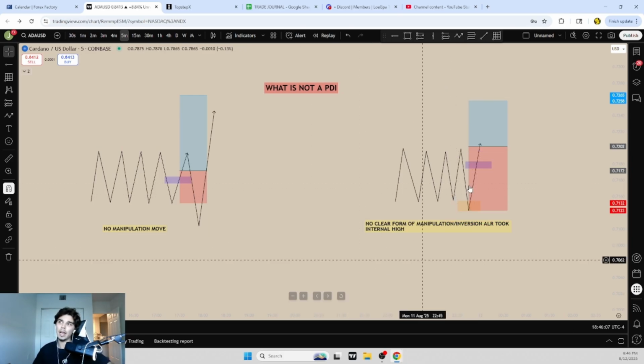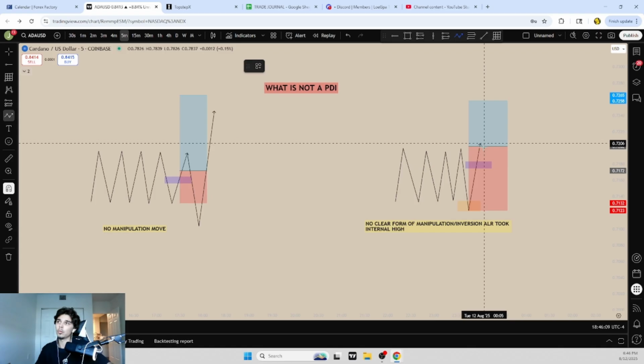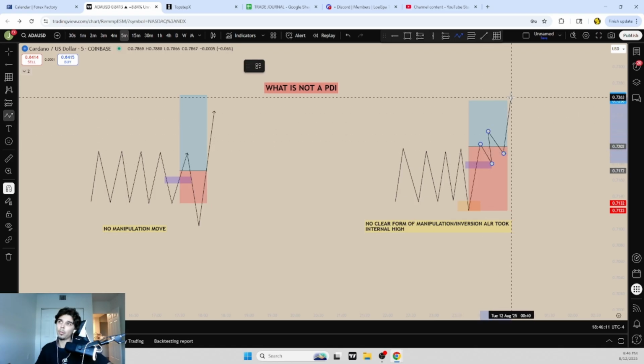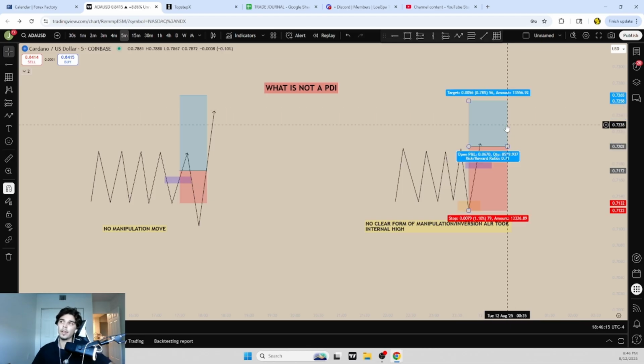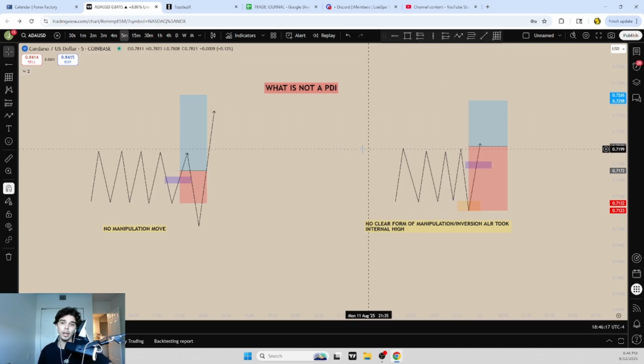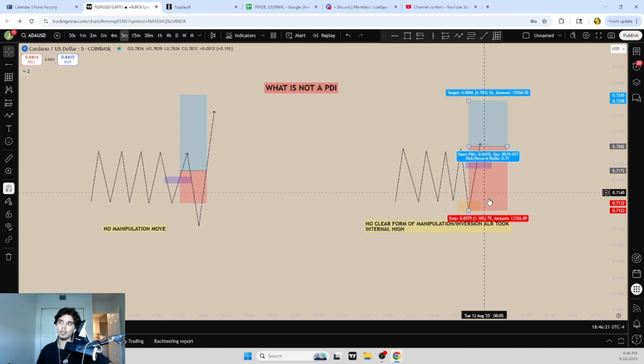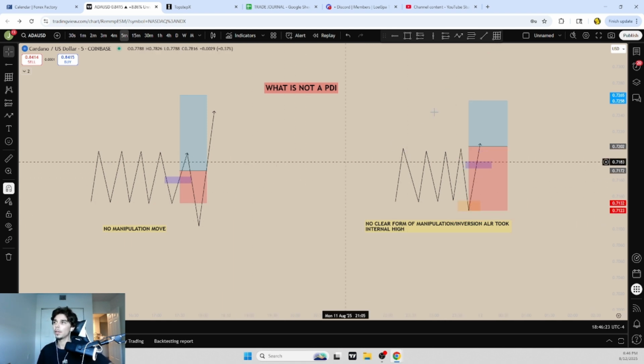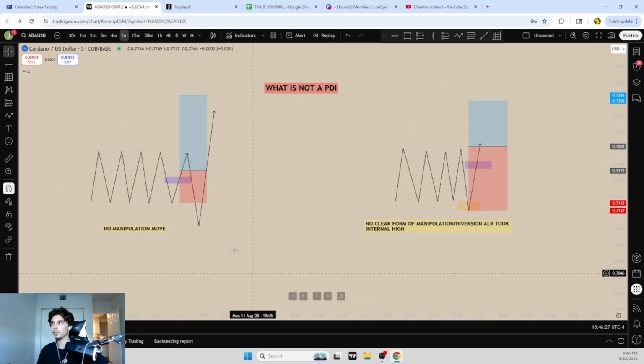Yeah, okay, we have an inversion right here and it's probably going to continue up. But at that point, we're going to want to take a continuation model instead of the PDI model, due to the fact that it already took out our TP1 and possibly even our break-even point, right? And it gives us terrible RR. So these are 2 examples of what not to do if they do present themselves, right?